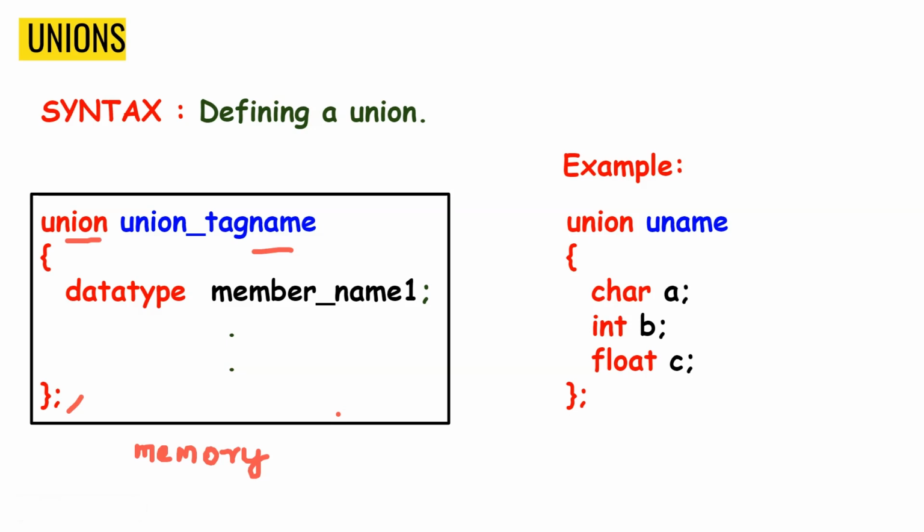For example, uname is the union tag name with which we will be declaring the union variables. Here we have three union members, character A, integer B and float C. So we have three union members of three different data types. Next we will see how to declare a union variable.